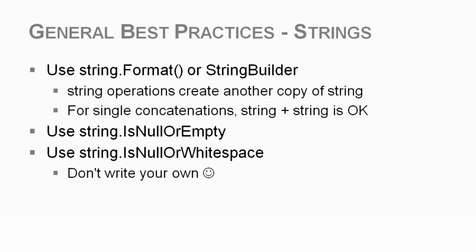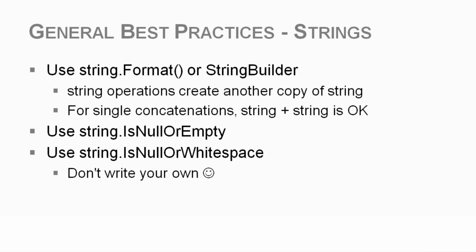There are a lot of best practices associated with strings. I'm just going to talk about some of the major ones. Try to use string.format or a string builder when you're creating complex strings from multiple pieces or multiple variables. String concatenation operations create another copy of the string, so it damages performance and memory. If you're just doing single concatenations, just one string added to another string, that's okay. But if you're looping and building up perhaps SQL statements that have a number of different concatenations, then you should definitely use a string builder or a format.